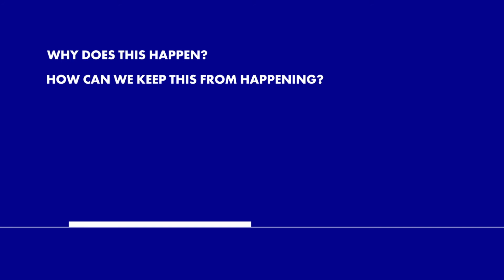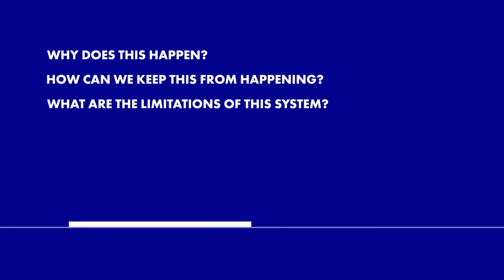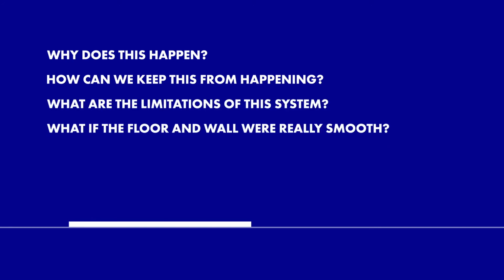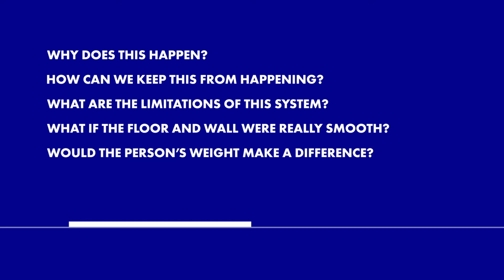However, ladders do slide out from underneath people from time to time. So why does this happen? How can we keep this from happening? What are the limitations of the system? What if the floor and the walls were really smooth and therefore had smaller coefficients of friction? Would the person's weight make a difference? What other factors play into this situation?